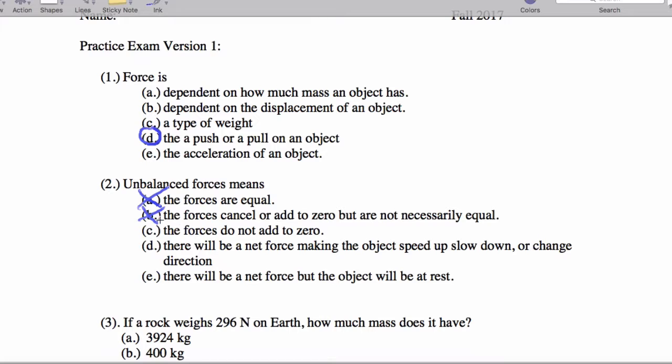They do not cancel. So this is true. And also, if there's a net force and it's non-zero, the object accelerates. So that gives us choices C and D.